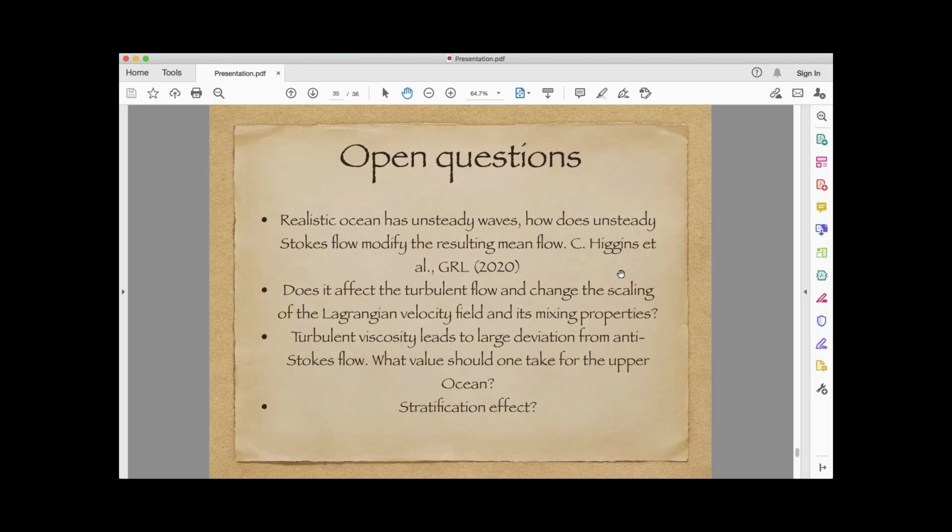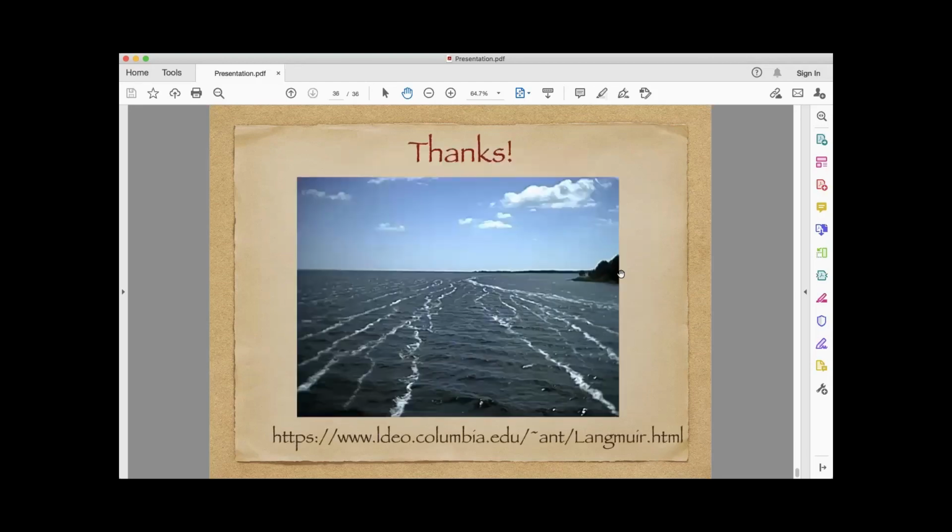And finally, what is the effect of stratification? Even though we are looking at the upper ocean, which we don't expect to be very stratified, in some places we do have a strong effect of stratification, and the question is how stratification can affect all the study that we did, and this remains an open question. So with that, I thank you for your attention. If you have any questions, I'll be happy to take them.